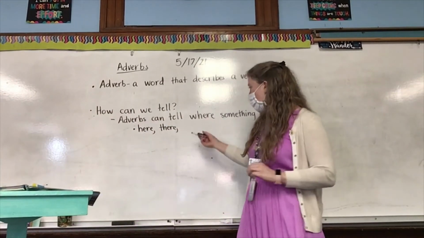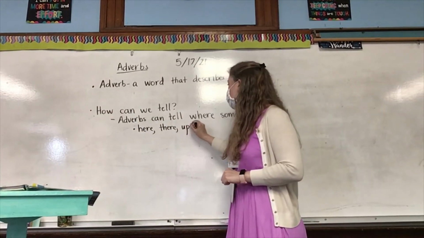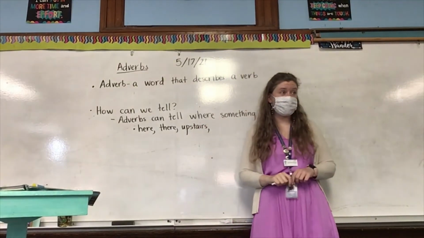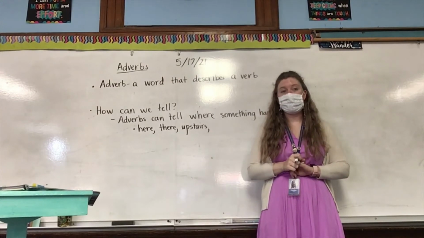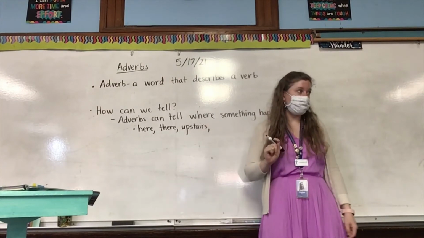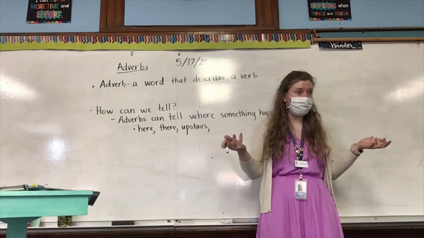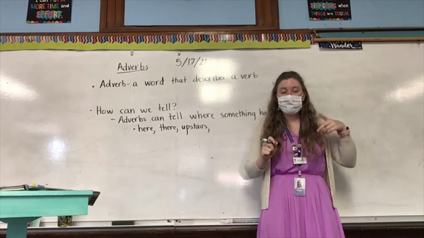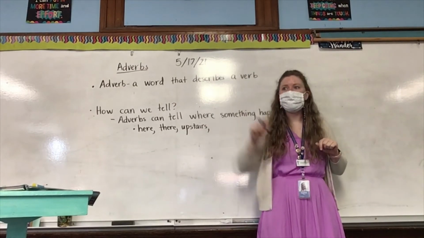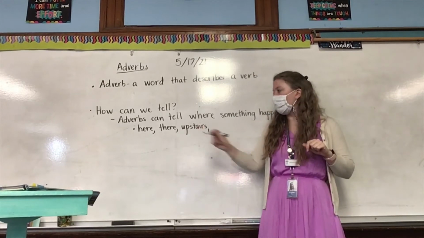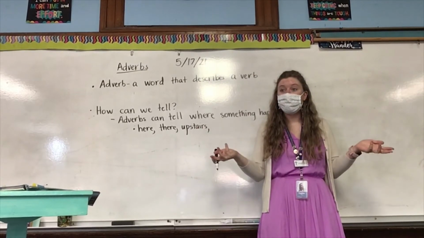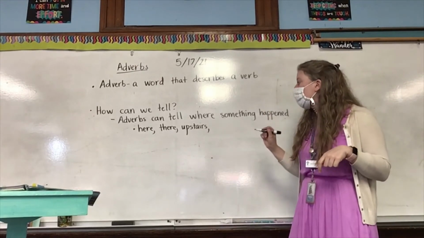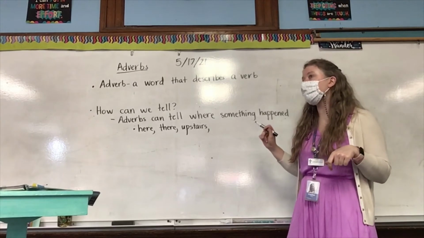Here, there, upstairs, as long as you're saying that it's where something happened. Like I can't say we have an upstairs on our house because then I'm using it as a noun. I'm using it as a place. But if I say walk upstairs, I'm describing where I am walking. So things like here, there, upstairs.